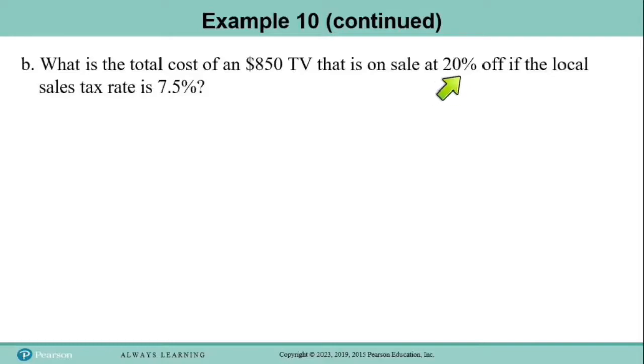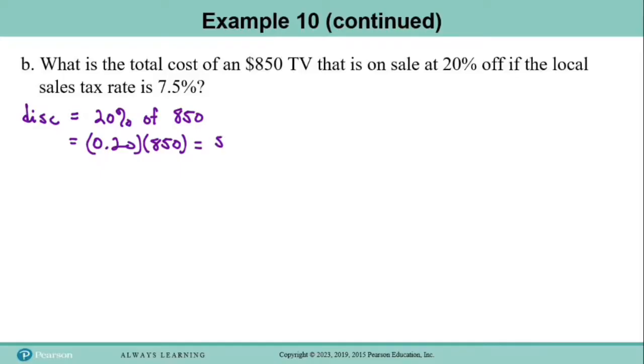If we're going to save 20% on this TV, we're going to save 20% of $850. So 0.20 times 850 means we're going to save $170 on this TV. Now, 850 minus 170 means that the sale price of the TV is $680. Okay, that's the amount we're going to pay sales tax on.